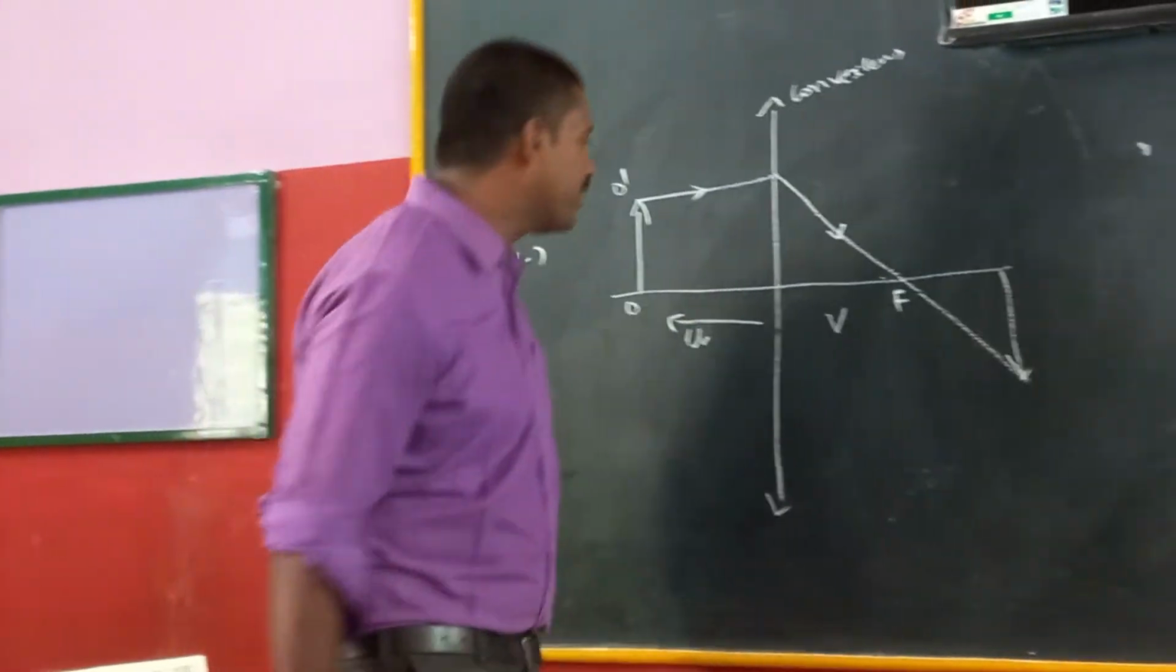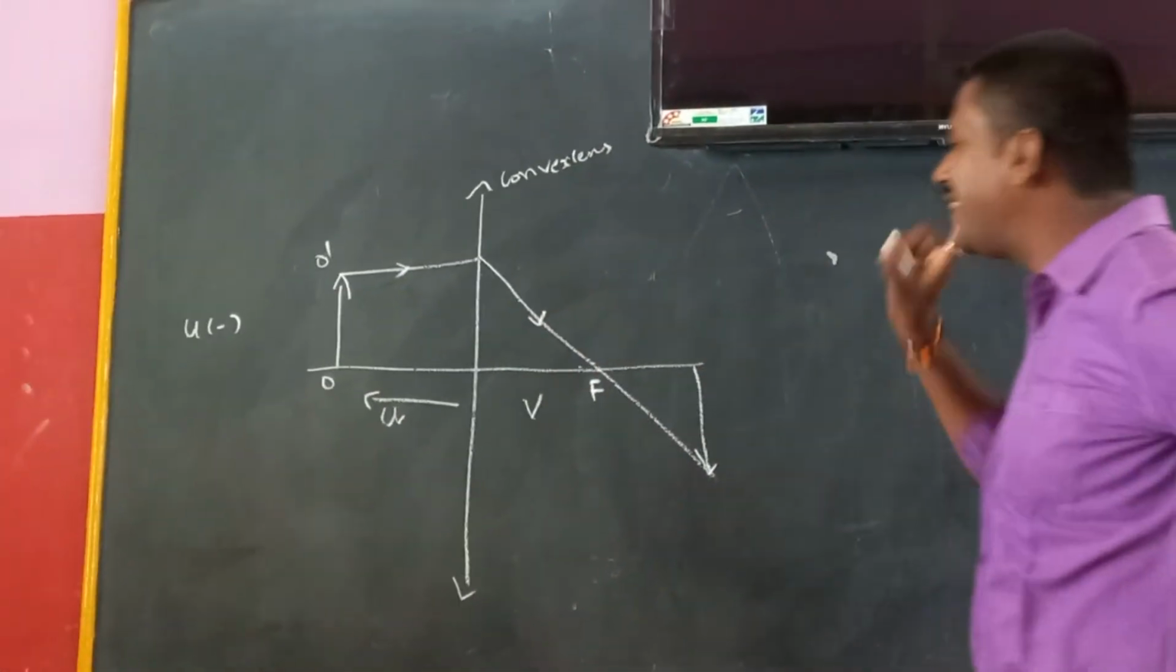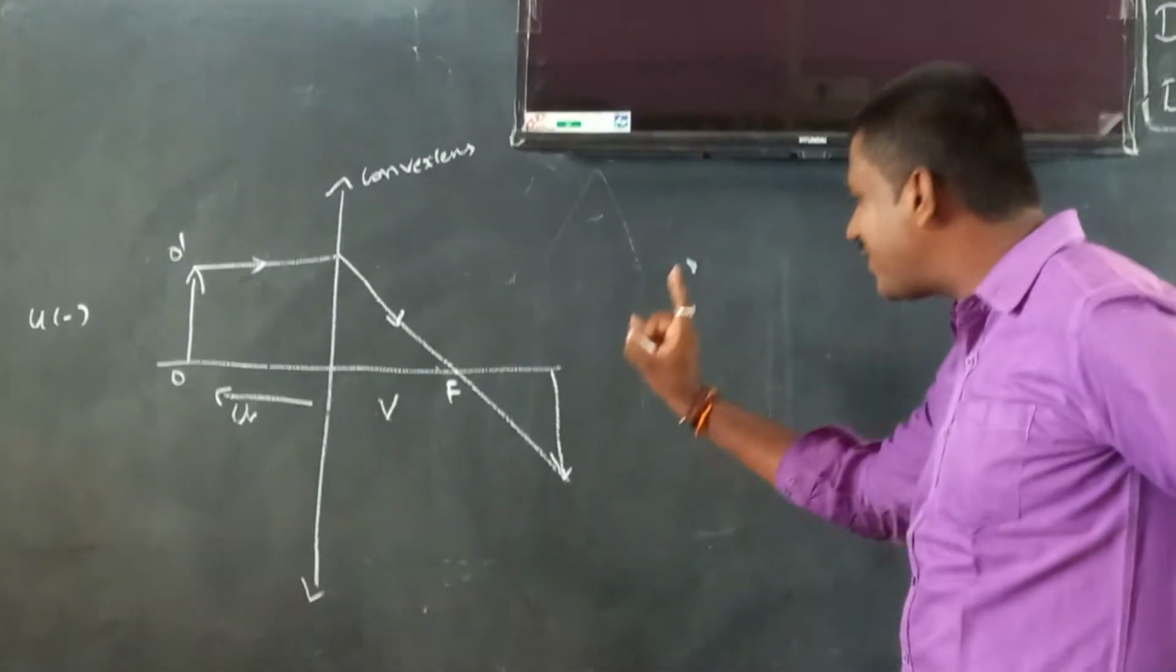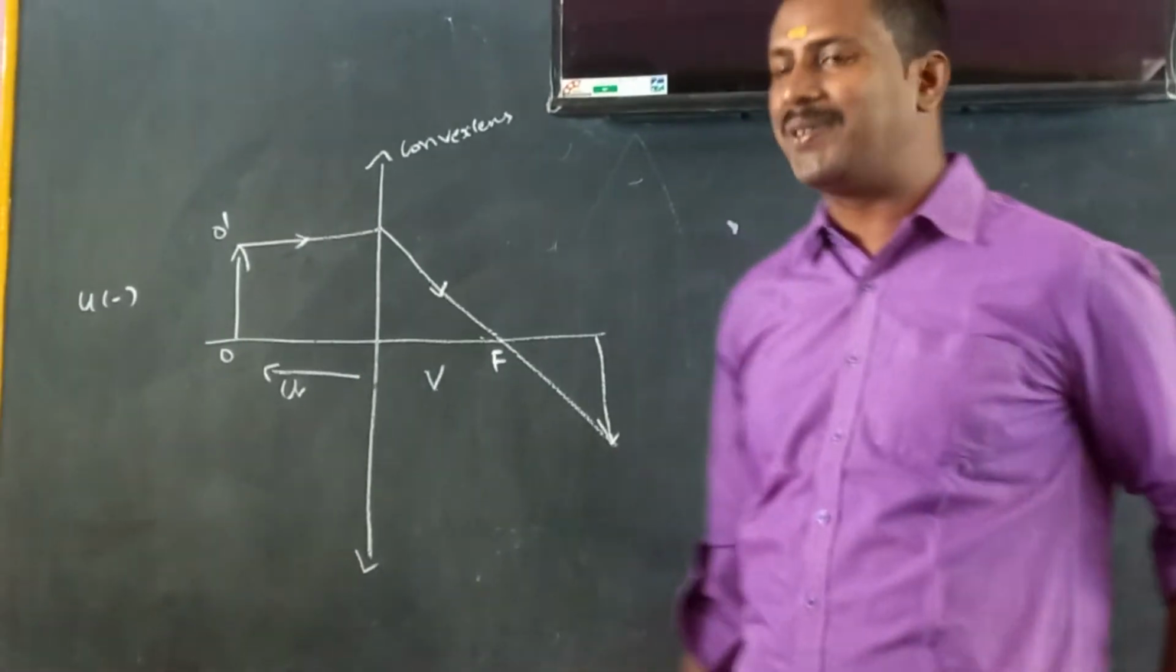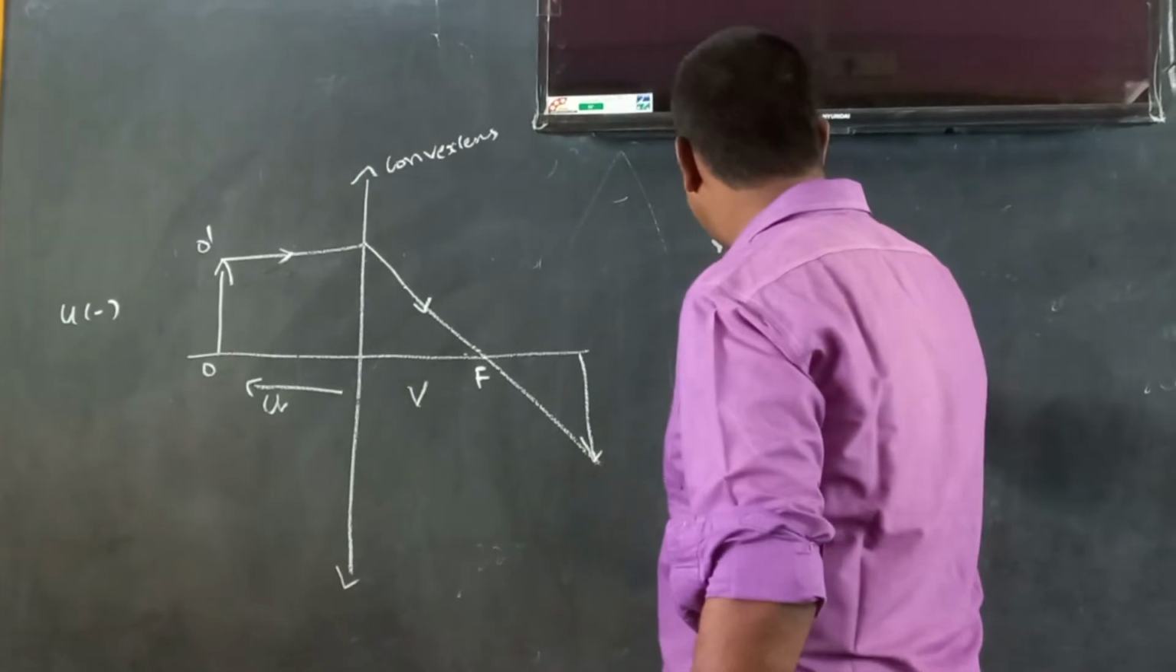You see, in this case, the ray is going in this direction. The image is also formed in the same direction. Hence, we should consider the image distance as positive, and here it is taken as v.